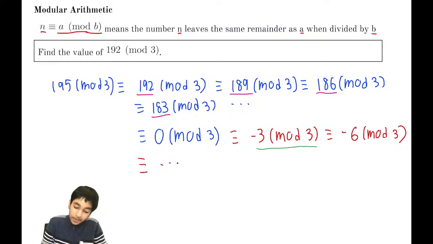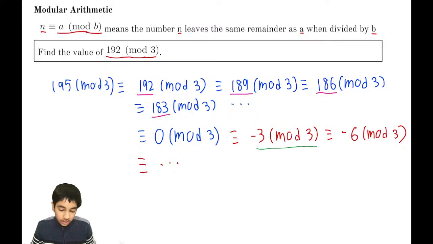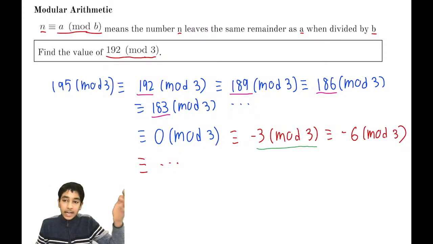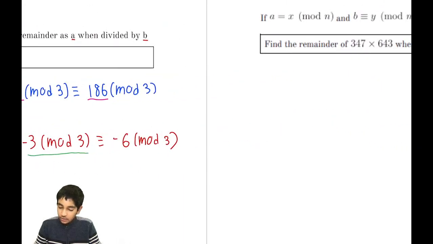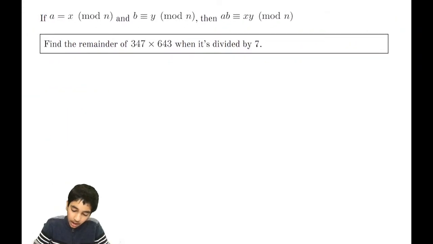So basically what I'm trying to do here, I'm not actually solving a problem. I'm just illustrating the concept of mods. Basically, any number that's a multiple of 3 is congruent to 192 mod 3. Whether it's positive or negative doesn't matter. Okay, so now let's move on to our first modular arithmetic formula.